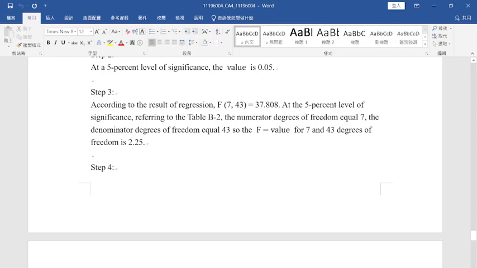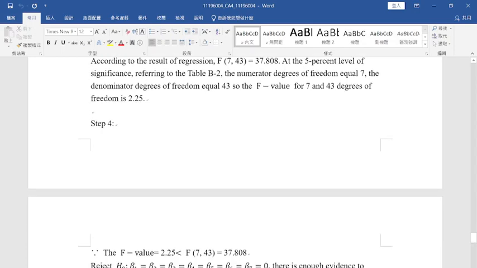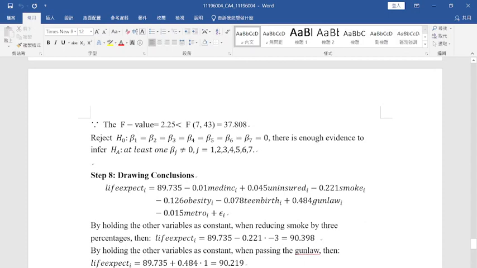At the 5% level of significance, we refer to the table in the textbook. The numerator degrees of freedom is equal to 7, and the denominator is 43. So we got this value, 2.25. Because the F value is larger than 2.25, we reject the null hypothesis. And there is enough evidence to infer the alternative hypothesis.